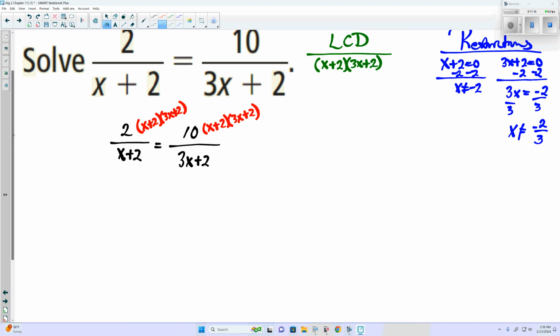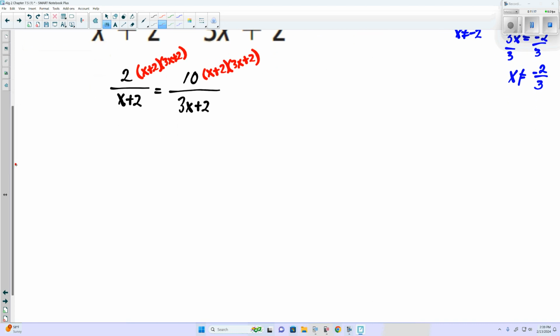Now we can make this a little bit easier, a little bit simpler. Well, the reason we're multiplying the left side by x plus 2 is so that the x plus 2 and x plus 2 will cancel. And what that'll leave us with is 2 times 3x plus 2. We're wanting to multiply the right side by our 3x plus 2. So those will cancel, leaving us with 10 times x plus 2. Because again, we're multiplying everything by the x plus 2 and 3x plus 2 so that the denominators will simplify out. Questions on this here?